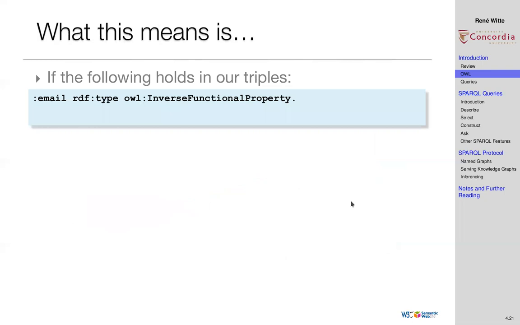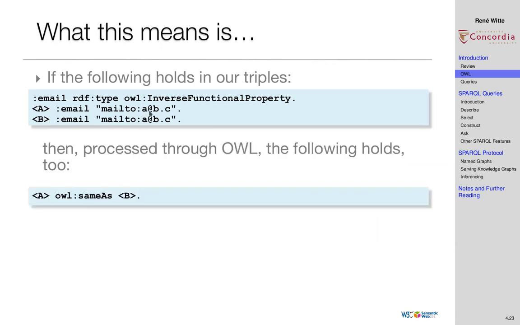And then if you encounter something like this, you have the definition of this email, and you find that an object A and an object B have the exact same email, then using an OWL reasoner, you can say that URI A must be the same as URI B, using this inverse functional property relationship.